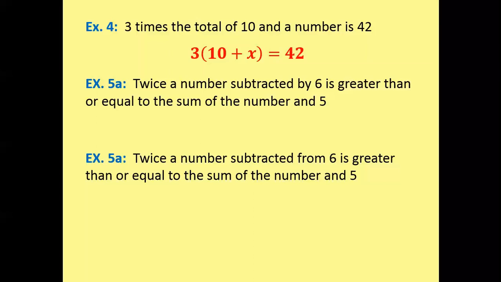And then it says "is 42." So "is" is my equal sign. 42 is the only thing that comes after the word "is," so it's the only thing on the right.